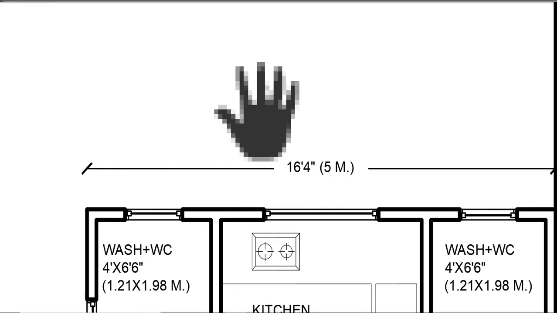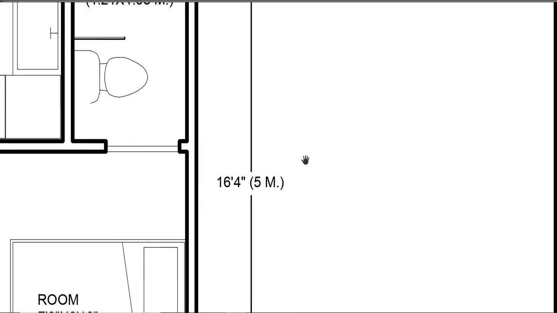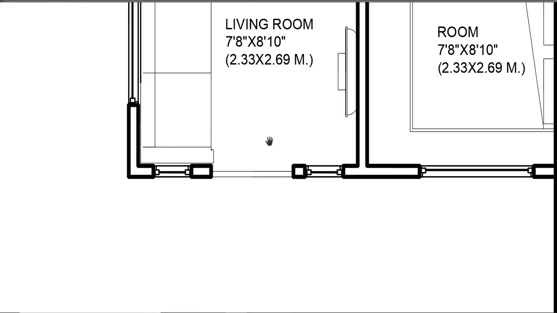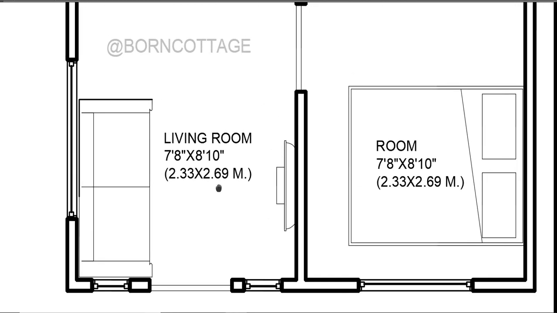The total area I have taken is width 16 feet 4 inches, in meter 5 meter, and length 16 feet 4 inches, in meter 5 meter. So in the front we have a sliding door here. After that we will go inside. So we have a living room area.